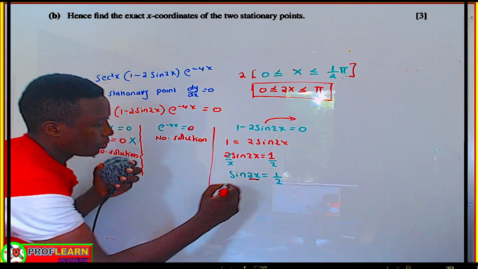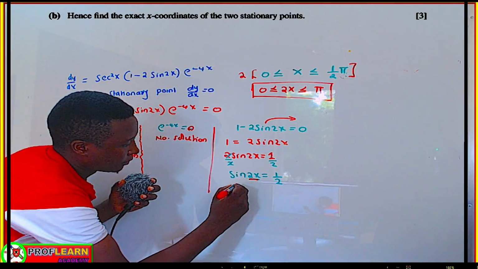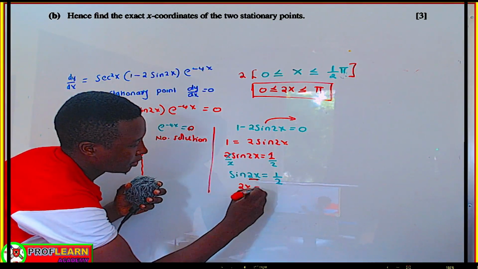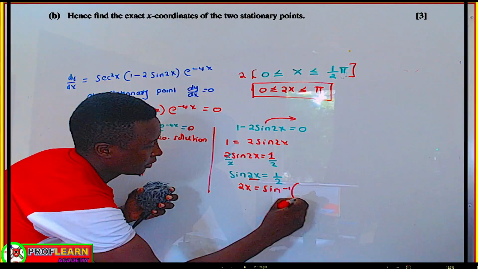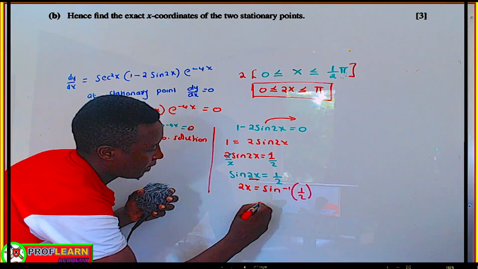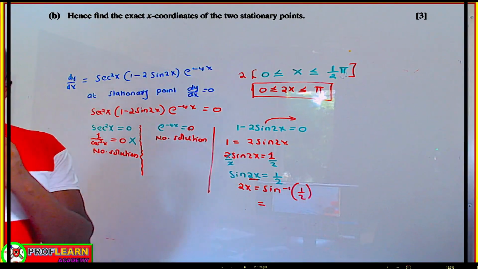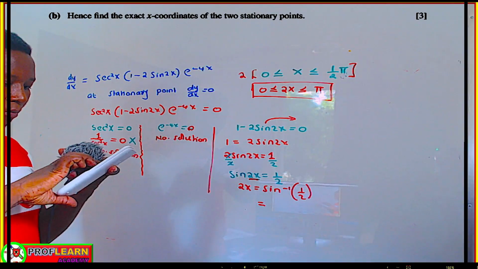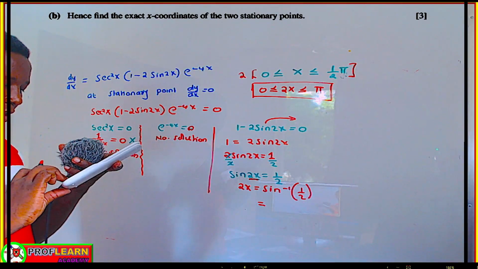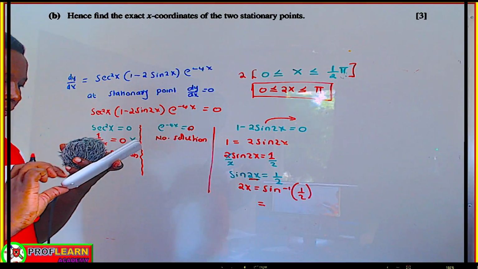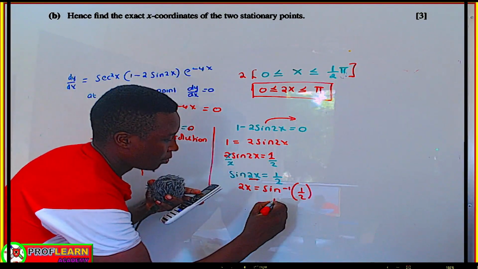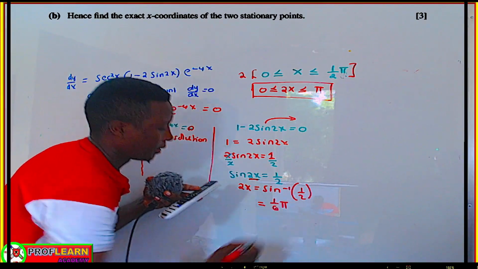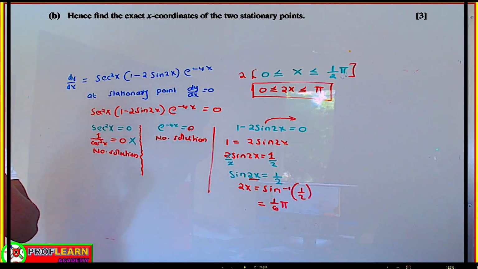Whenever we are going to solve our angle, we are going to work it within this particular domain. And so 2x is equal to the sine inverse of 1 over 2, and if we use our calculator, remember your calculator has to be in radians, I'm getting 1 over 6 pi.